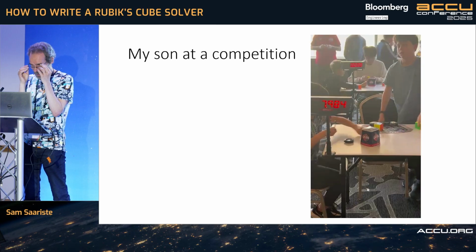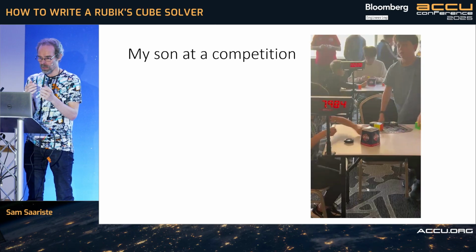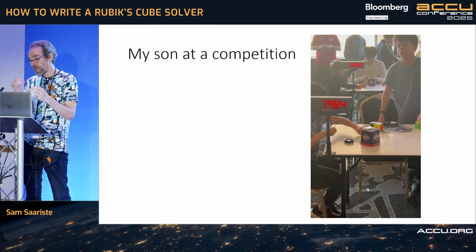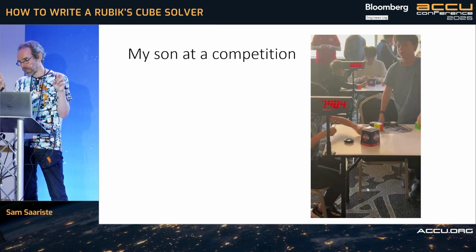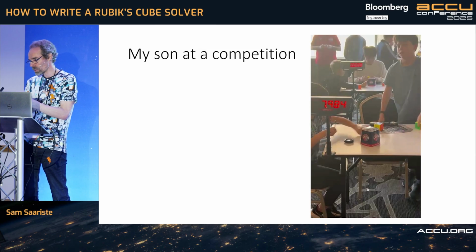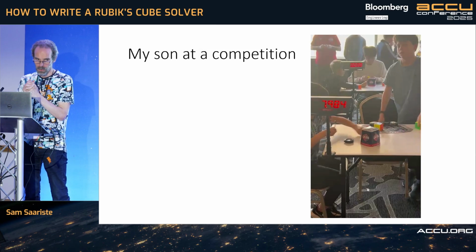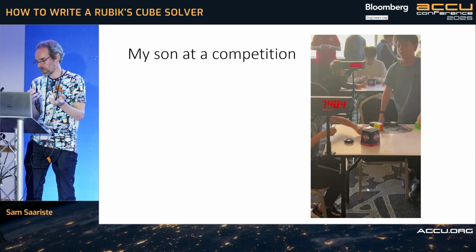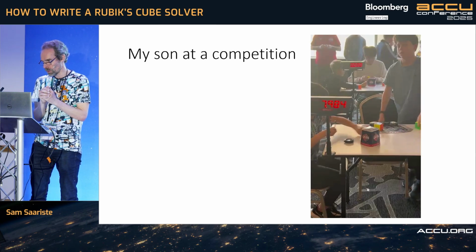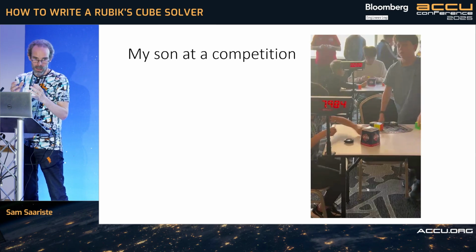So CFOP is the most popular speed cubing method. With the layer by layer sort of beginner's method, you would need probably about 100 turns to solve the cube, and CFOP roughly half the number of turns. So typically between 50 and 60 turns or something like that.